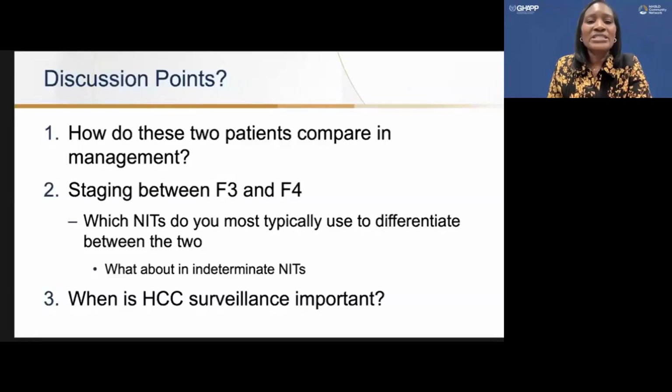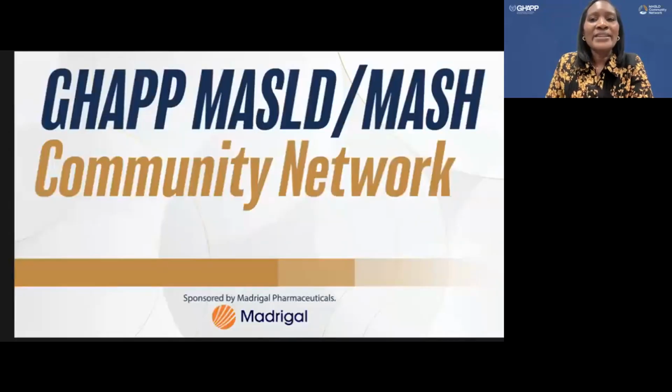And when is HCC surveillance important? When they're cirrhotic, or suspected cirrhotic. So HCC surveillance is important when patients have advanced fibrosis such as cirrhosis or any other viruses. Some patients, if they have hepatitis B, and even if they're not cirrhotic and they have advanced fibrosis, those patients need to be screened regularly because they're also high risk for HCC.